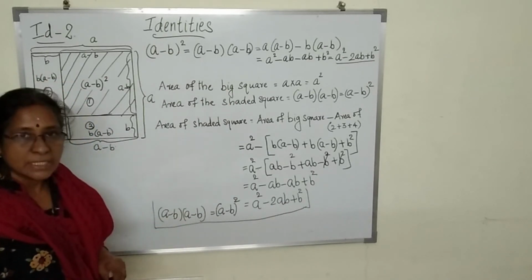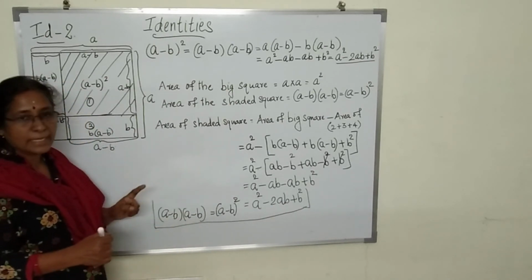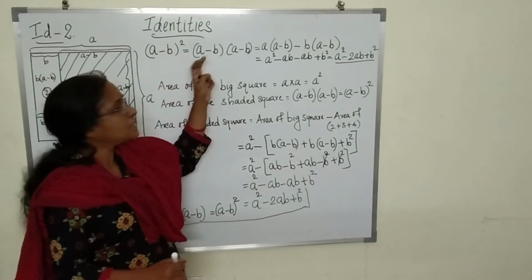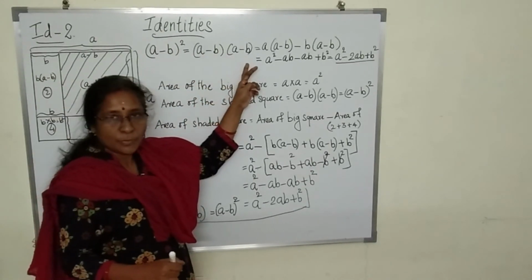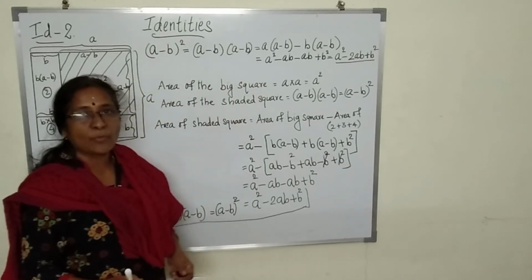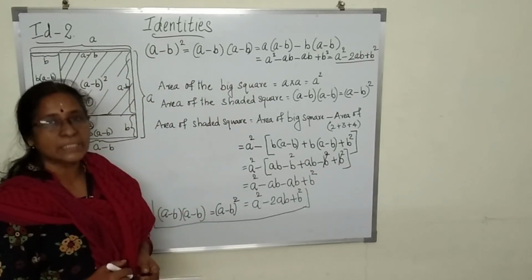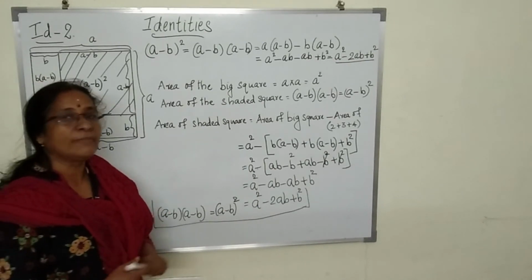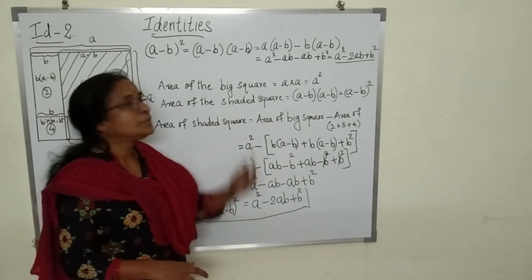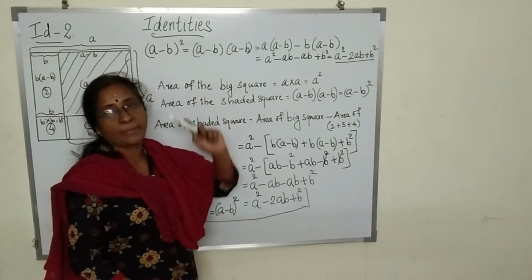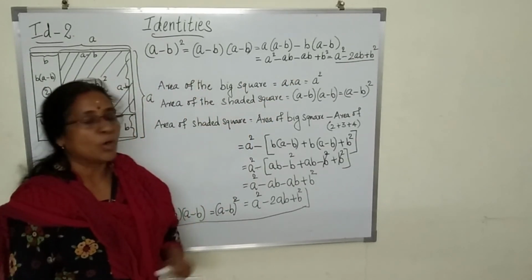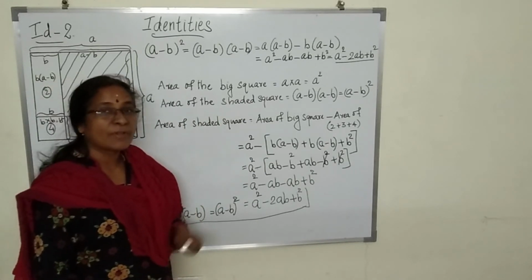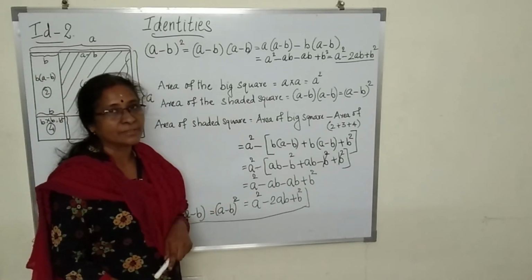This is our second identity. What is the second identity? (A minus B) whole square is (A minus B) into (A minus B), which is equal to A square minus 2AB plus B square. Now, if you put any values of A and B, this identity will always remain true, or this equation will always remain true. That is why we call them identities.